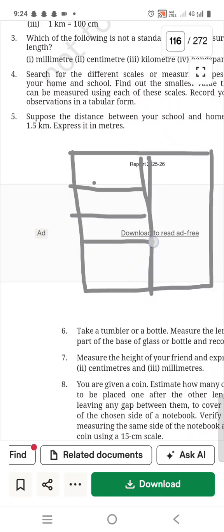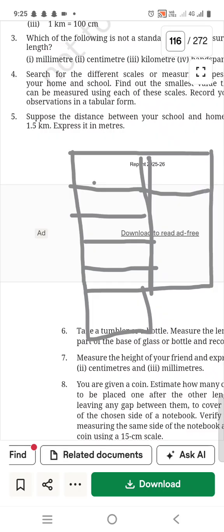Second, flexible tape. Second, long tape roll. Second, Vernier calipers from the school lab. Second, screw gauge from the school lab.